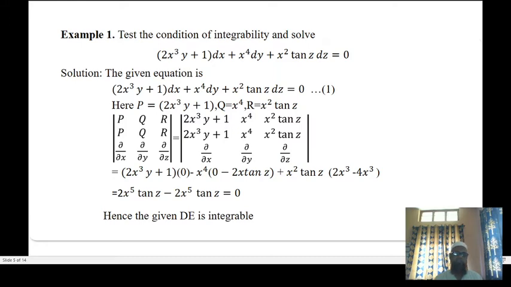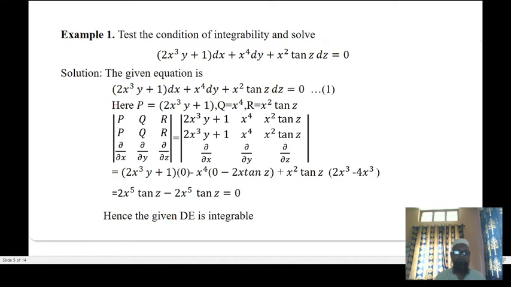So first test the condition of integrability. This determinant we can easily verify: P, Q, R, del by del x, del by del y, del by del z. So here 2x^3 y + 1, x^4, x^2 tan z, repeated, and del by del x, del by del y, del by del z. Evaluating and simplifying: del by del z of x^4 is 0. Here del by del y of x^2 tan z: x and tan z are constant with respect to y, so 0.